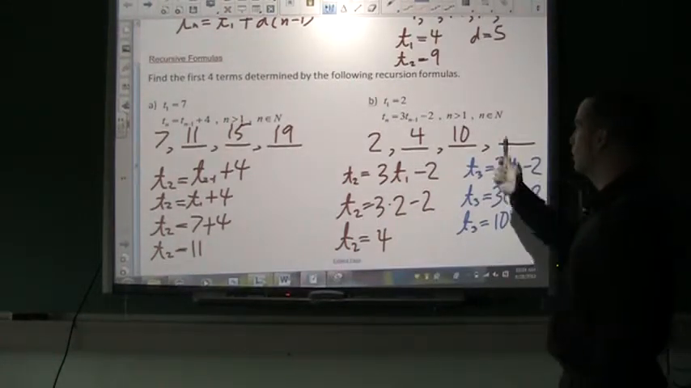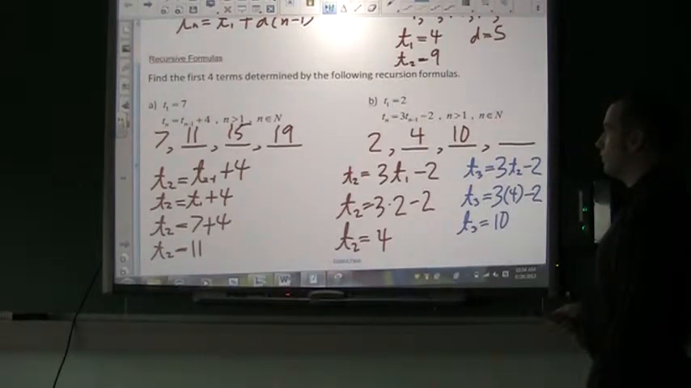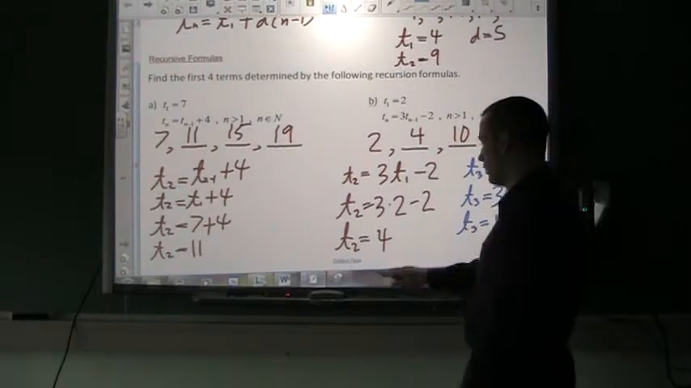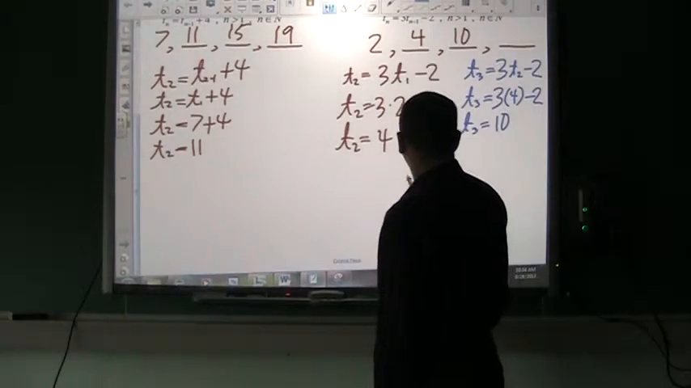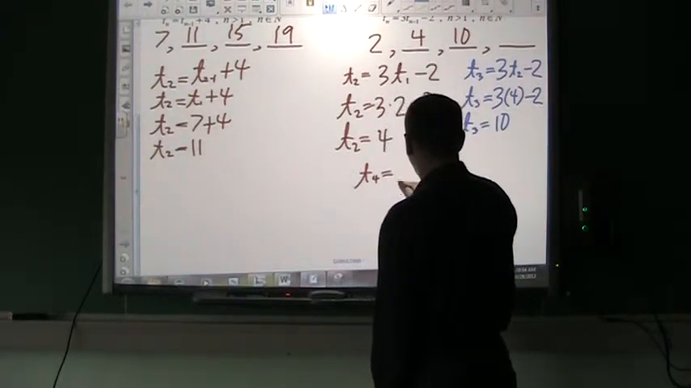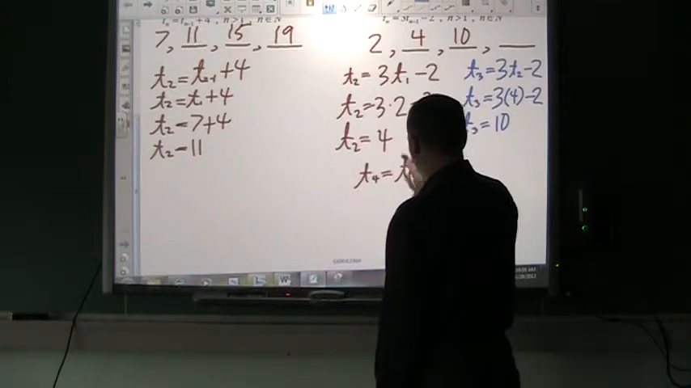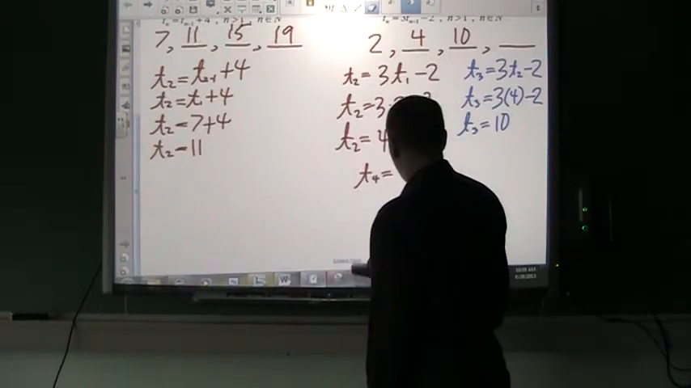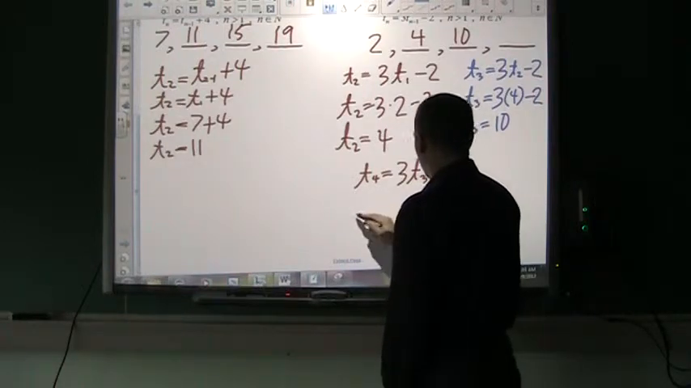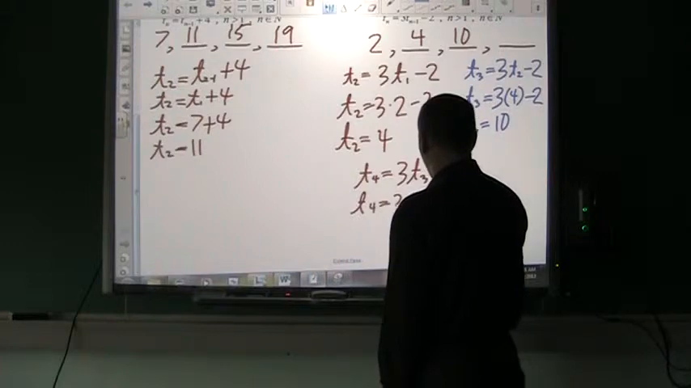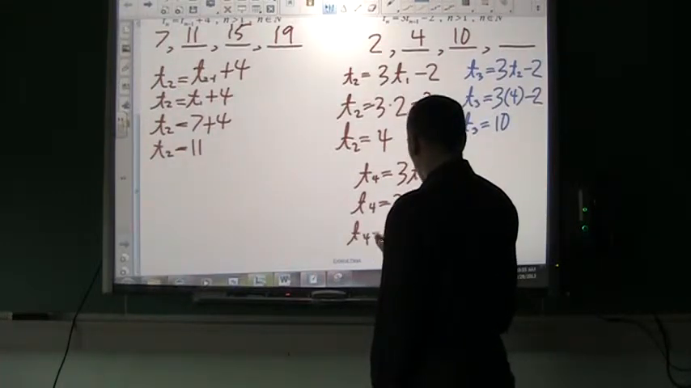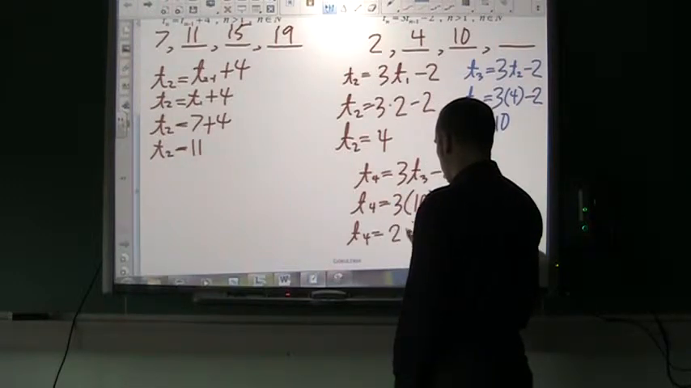So you can see that this recursive formula doesn't actually give you an arithmetic sequence. There isn't a common difference between the terms. Okay, so we'll finish this pattern and figure out T4. It's going to be 3 times the previous term, which is T3, minus 2. So T4 is going to be 3 times 10 minus 2. So my fourth term is going to be 30 minus 2, which is 28.